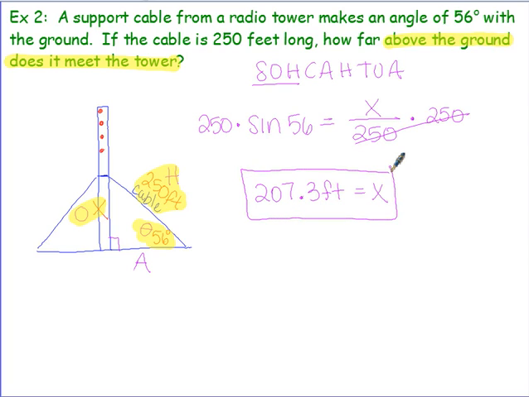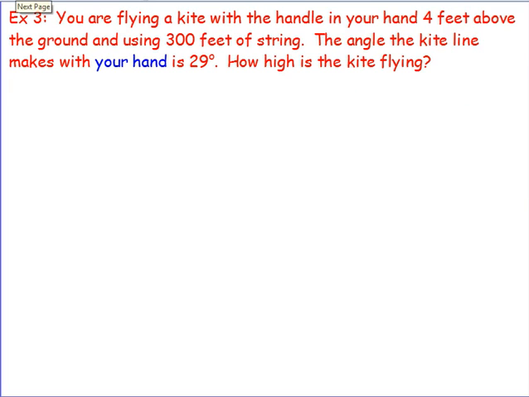Okay, so those first two were pretty basic. The drawings are probably the hardest part, but now we're actually going to look at a more challenging word problem. You are flying a kite with the handle, of course, in your hand, and your hands are 4 feet above the ground. You are using 300 feet of string to fly this kite. The angle the kite line makes with your hand is 29 degrees. How high is the kite flying?